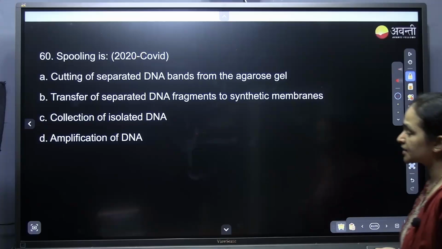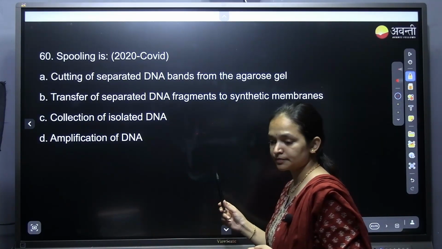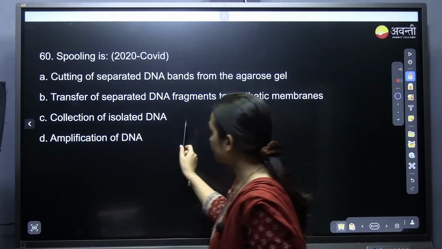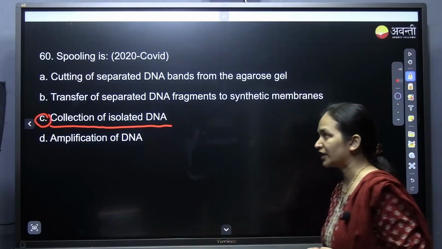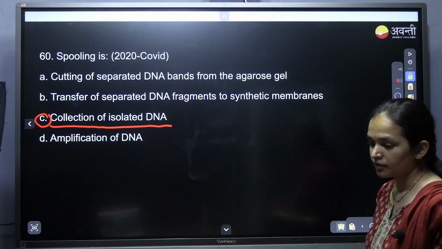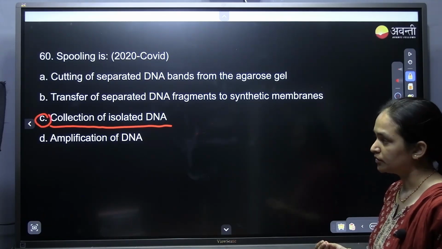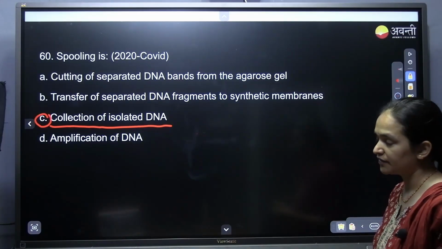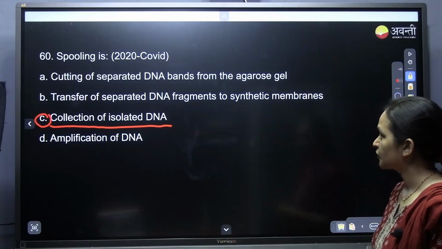Spooling. What do you mean by spooling? Collection of? Yes. Not cutting. It is collection of isolated DNA. When we add chilled ethanol, the DNA precipitates out. The collection of that particular DNA which is isolated, we call it as spooling. Okay.